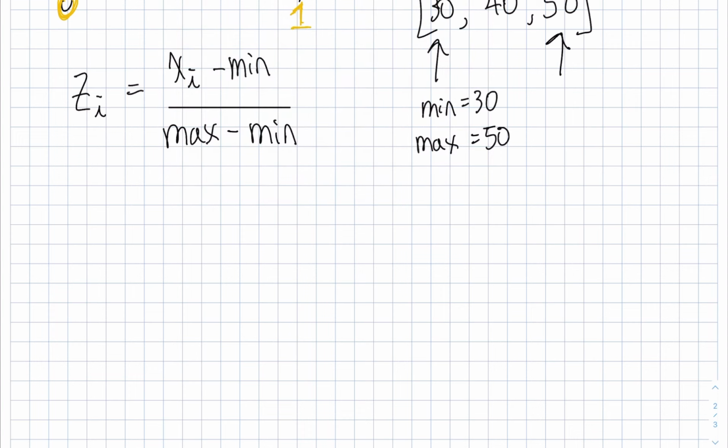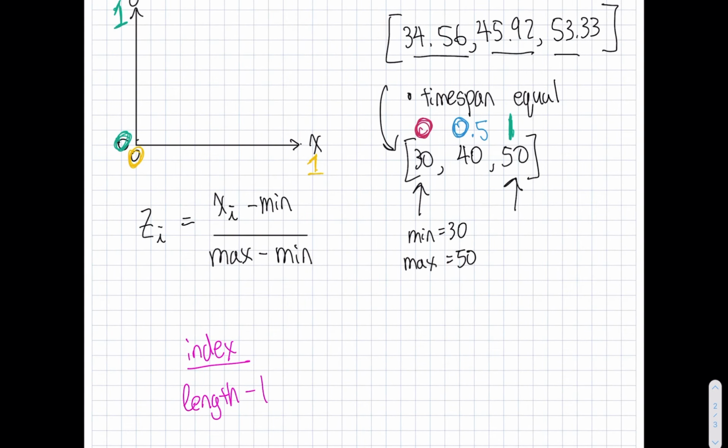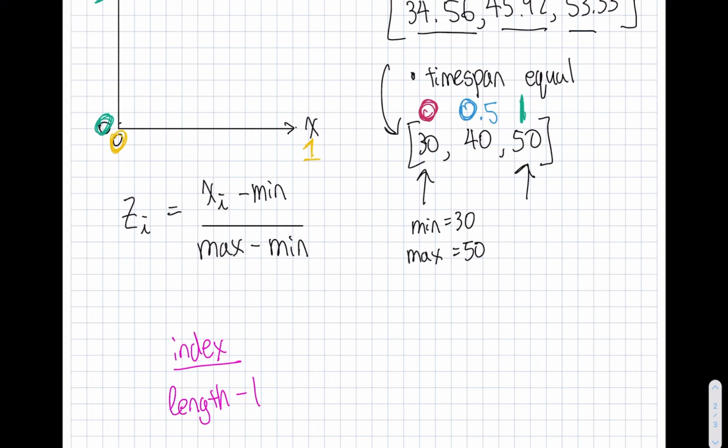All right, so we're going to have index divided by length minus 1. This is going to be our equation to find the x value of our value. So let's start with our first number, 30.